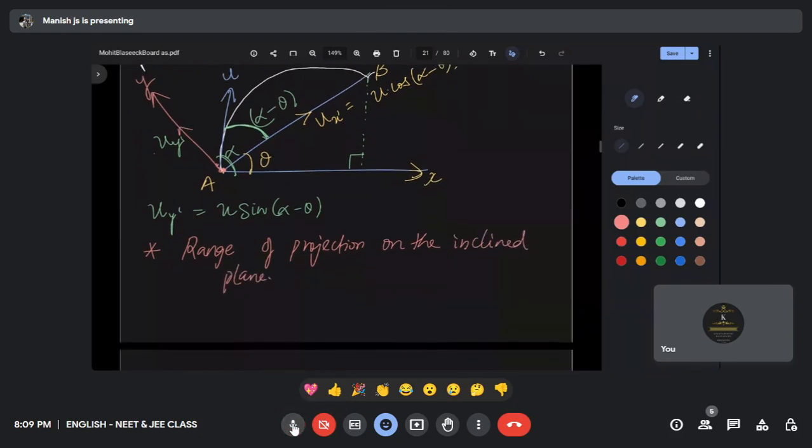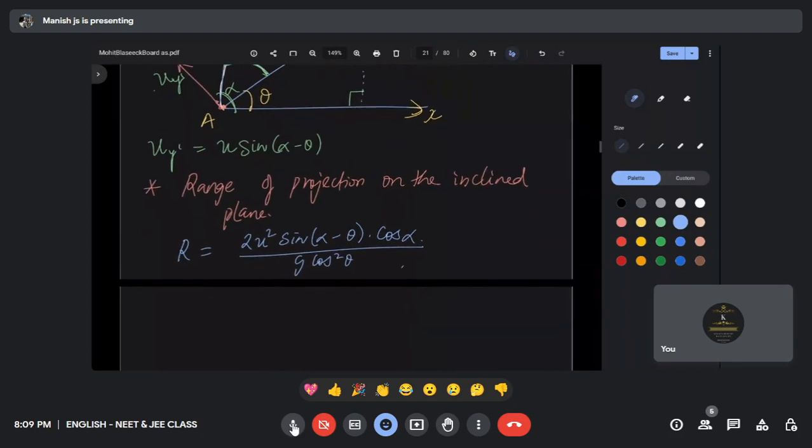So on the inclined plane, what would be the range? That is what we are going to see. R is given by the formula 2u squared sine of alpha minus theta, not theta minus alpha, into cos alpha upon g cos square theta. So this is the formula for the range of projection on the inclined plane.